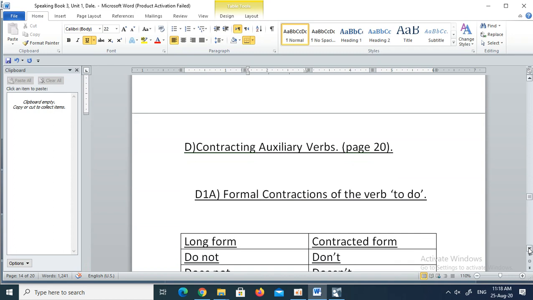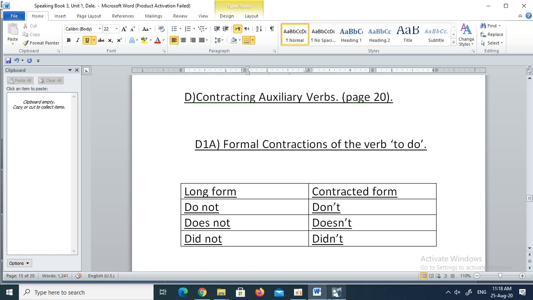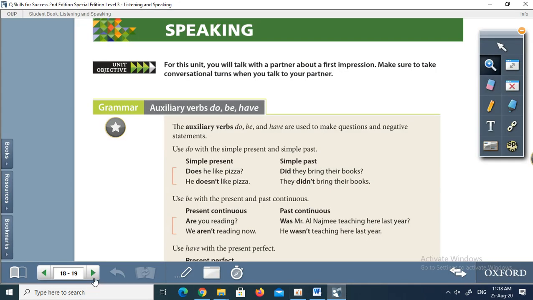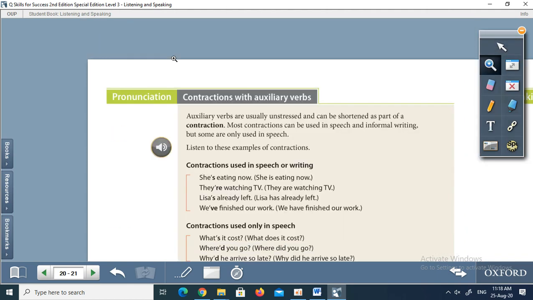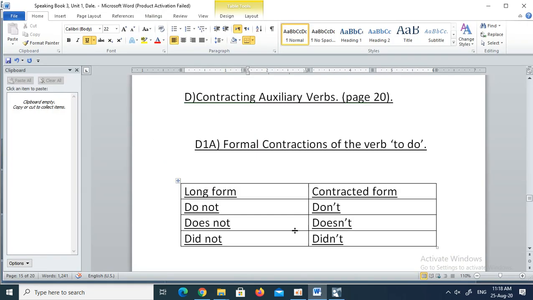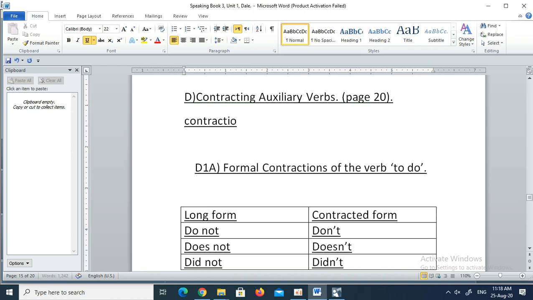Now, the next section we have to do is on page 20, and it is about contracting auxiliary verbs. And if you look on the page, it should say contractions with auxiliary verbs. Now remember what I said to you? Contraction equals the short form.